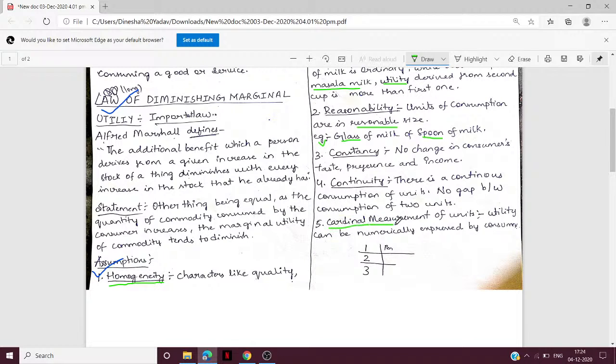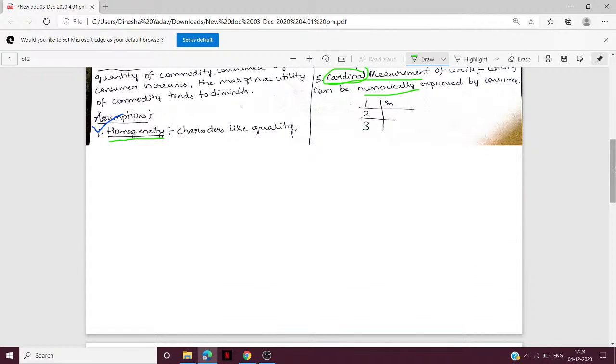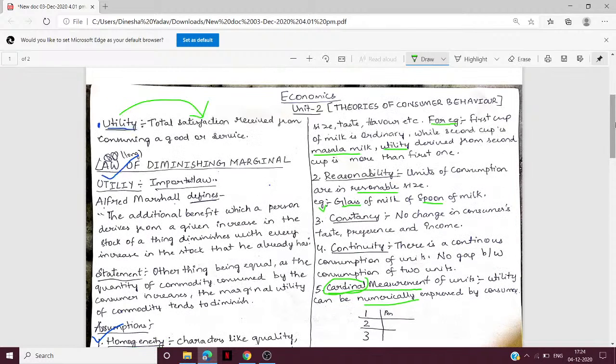And fifth last assumption is cardinal measurements. Cardinal here means number. We are presenting every unit in number. Like example, first unit is 1. Numerically we are presenting 1, 2, 3. So this is the fifth and last assumption we are including in law of diminishing marginal utility.